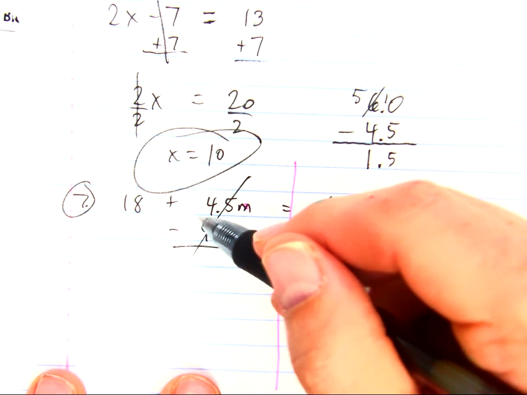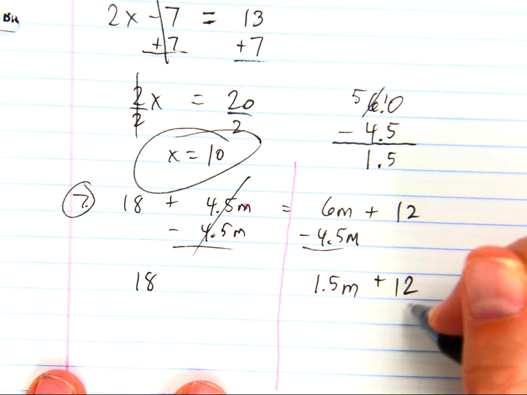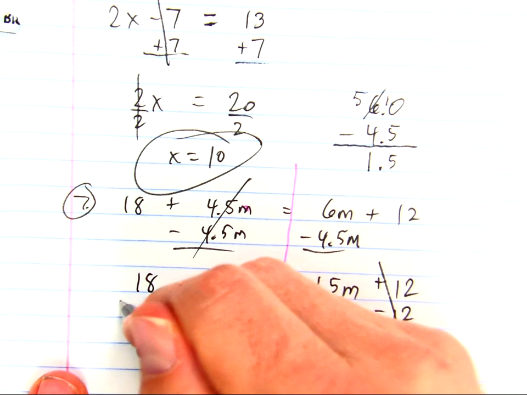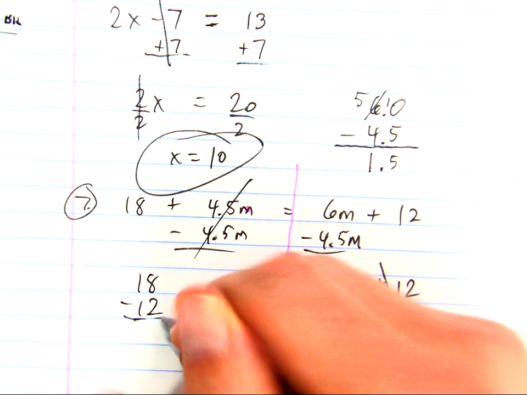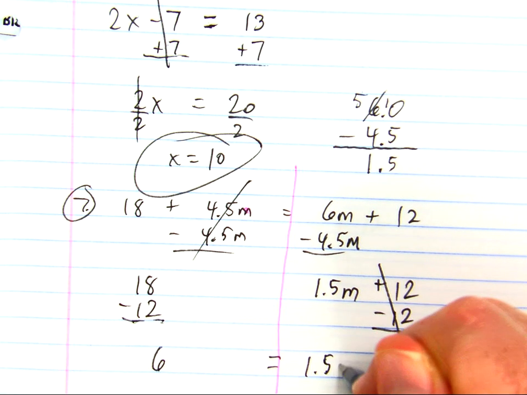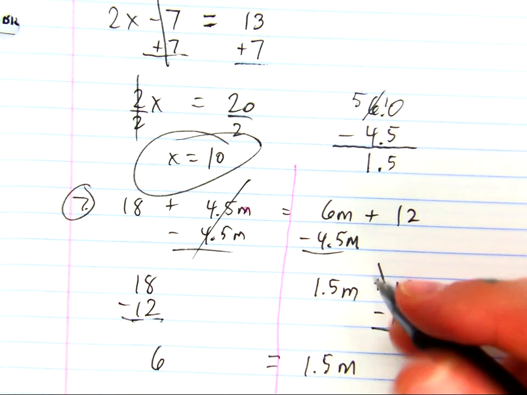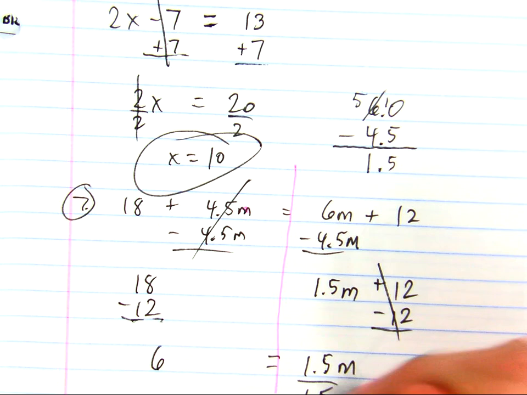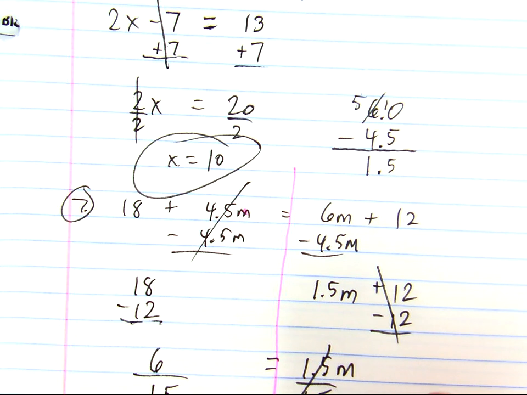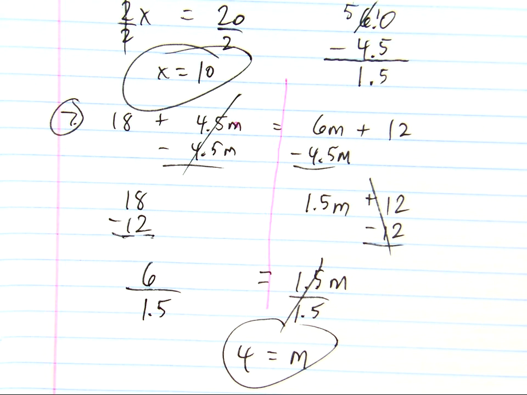I brought my variables to the right. 18 is by itself over here. I have a plus 12 over here. You must send the 12 over to the left by subtracting. Again, the moving is just adding or subtracting. You don't need to worry about dividing or multiplying until the very end, which is where we're at right now. Last step, 1.5 times what makes 6? Some of you could do it mentally and get 4. Others of us may want to divide by 1.5. 1.5 goes into 6 4 times.